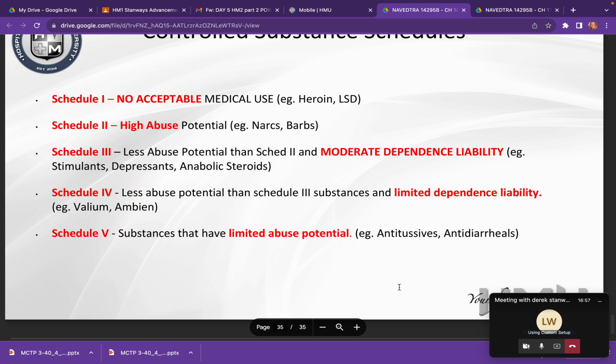And Schedule 5 is basically antitussives, something like Phenergan, the cough syrup. Some people can get high with the cough syrup. You have to drink a lot of it too, but it is there as a Schedule 5 medication. Or making meth out of it. All right, so that's chapter 18.